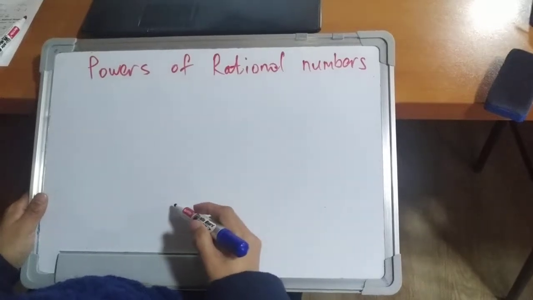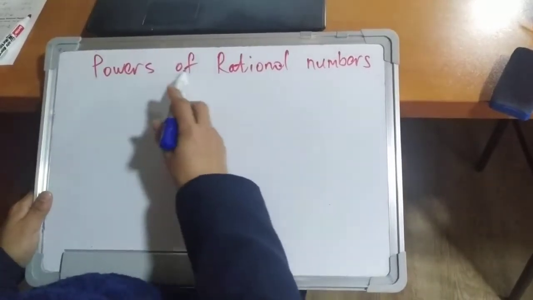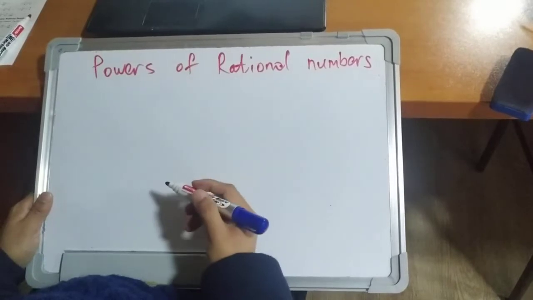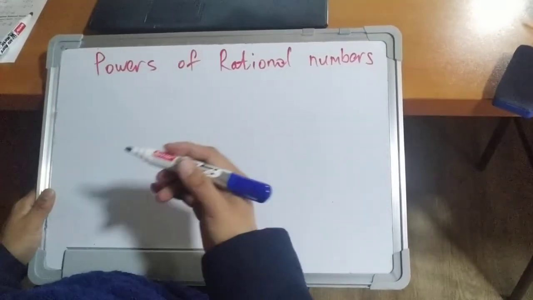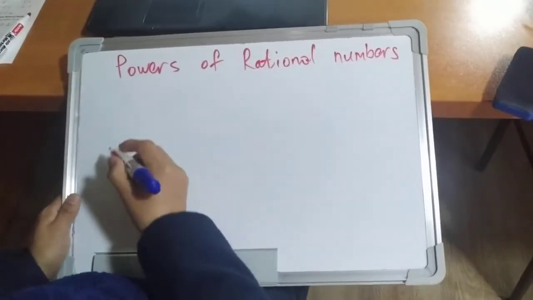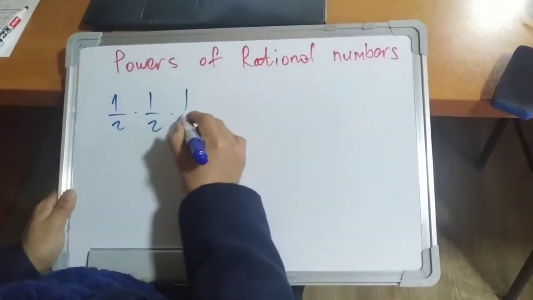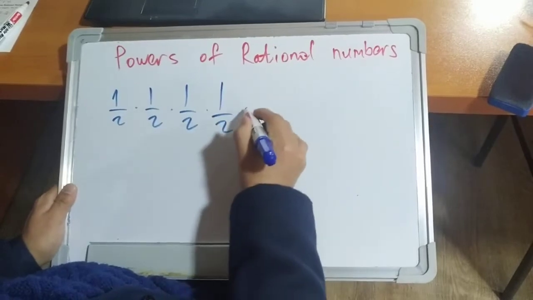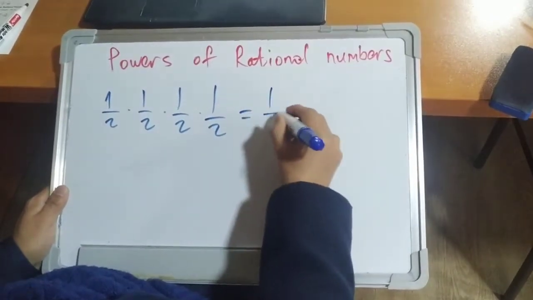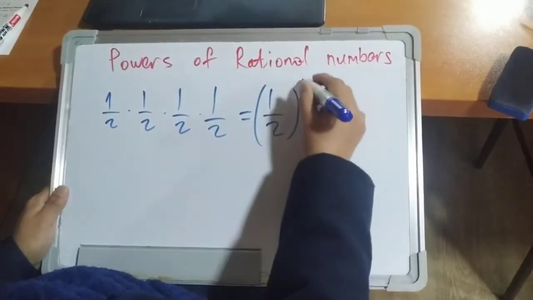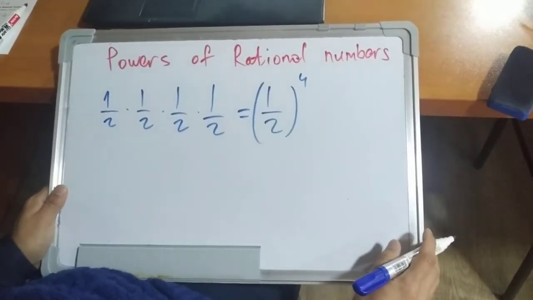Hello everybody, today we are going to learn powers of rational numbers. We know the exponent is repeated multiplication. For example, 1/2 times 1/2 times 1/2 times 1/2 equals (1/2) to the power of 4.